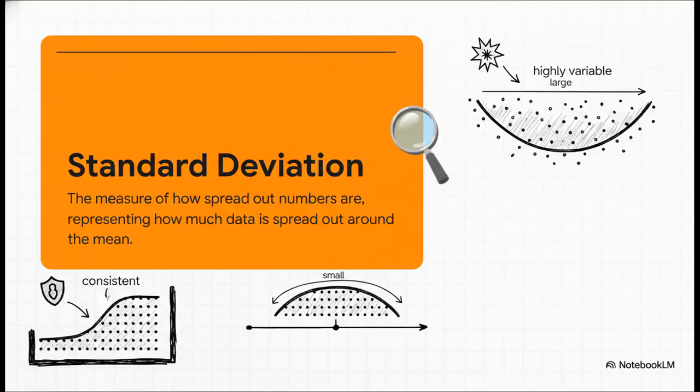The tool for this job is called standard deviation. And look, it's a single number that tells you, on average, how far each data point is from the mean. Just think of it as a measure of consistency. A small standard deviation means your data is all bunched up and pretty reliable. A large one means it's spread out and a lot more unpredictable.